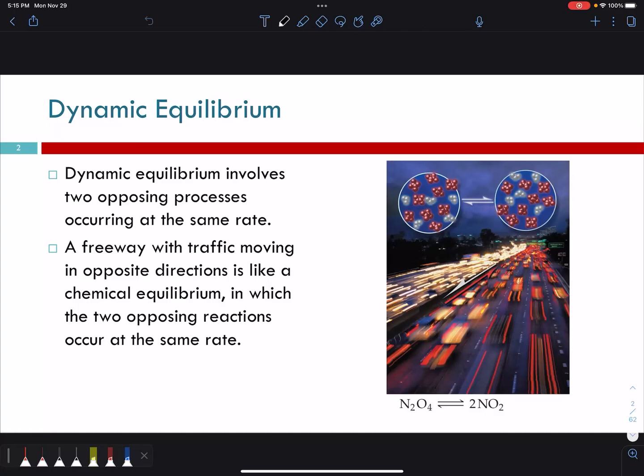It's also like a freeway with traffic moving in opposite directions. That is a chemical equilibrium, in which the two opposing reactions occur at the same rate. Cars are going down the freeway one way, and cars are going down the freeway the other way. If there's the same number of cars moving at the same speed, then if you were to stop at any point in time, there'd be the same number of cars on one side as on the other side.